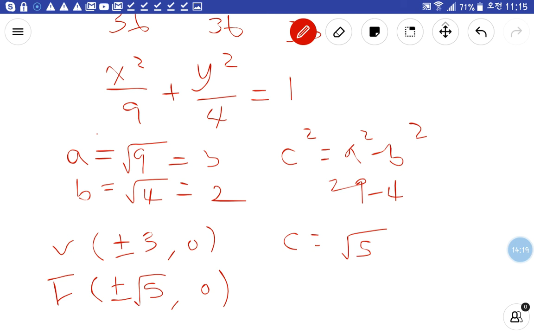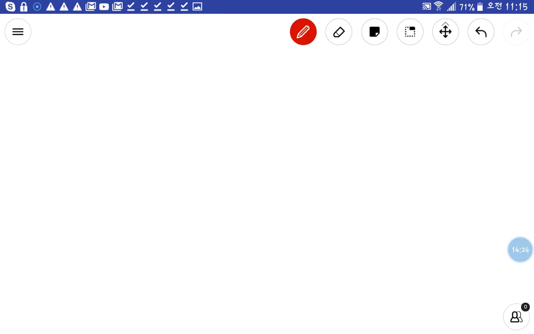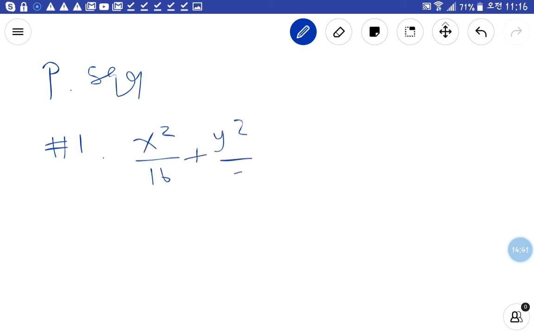on page 599. Number 1. Find the vertices and the foci of the ellipse. This time, I have x squared over 16 plus y squared over 7 equals 1. Okay, it's already written as 1. Then I can get my a and b. As I said, a is always bigger than b. This is your a, this is your b. Correct? Actually, a squared and b squared.